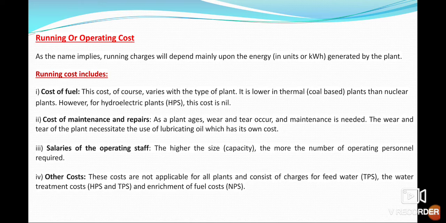Other costs are not always applicable for all plants, but they consist of charges for feed water, which is included for thermal power stations, water treatment cost, which is required for hydroelectric power stations and thermal power stations, and enrichment of fuel cost, which is required in nuclear power stations.